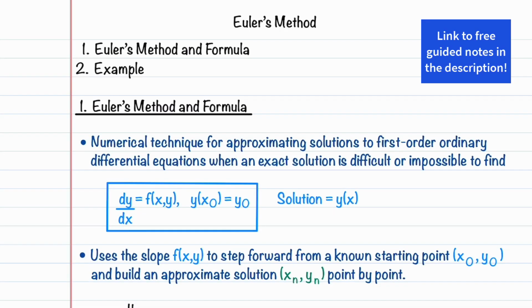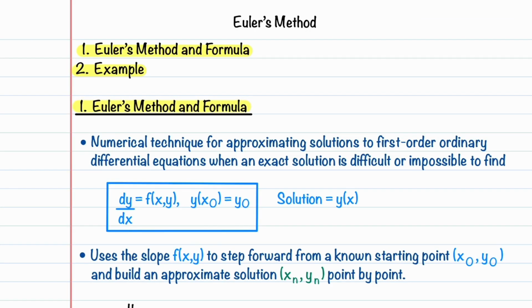In this video, we're going to learn about Euler's method, a numerical technique used to approximate solutions to first-order differential equations. We'll start by looking at the idea behind Euler's method and see where the formula that you'll need to use comes from. We'll then work through an example so that you can see how a solution is approximated step by step. Let's get started.